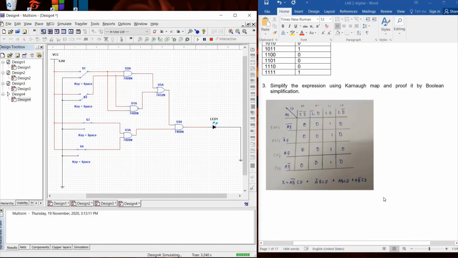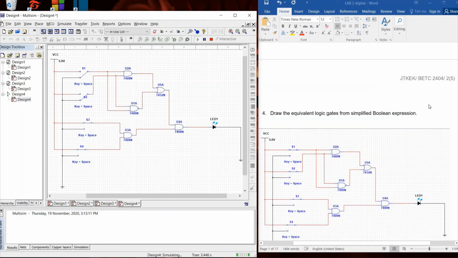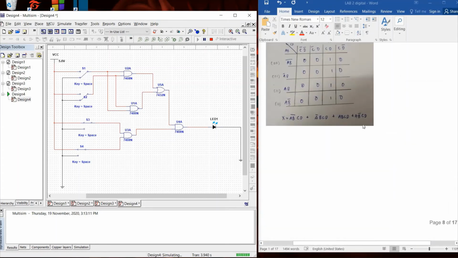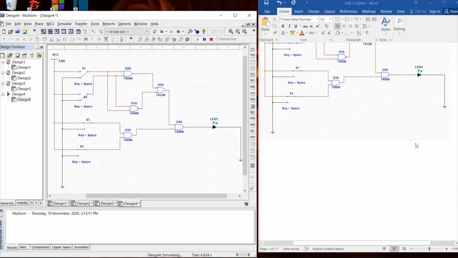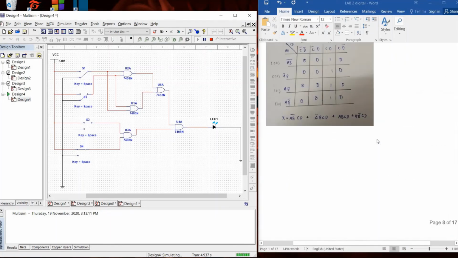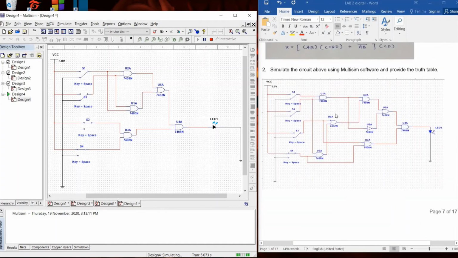So guys, don't get too confused, because this simplified Boolean expression comes from the equation you get through the Karnaugh map and also Boolean simplification. Although this circuit is much simpler compared to the other circuit like this, the output is the same because we are doing the simplification of this bigger circuit. That's all. Thank you very much.